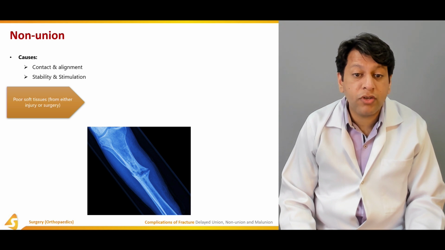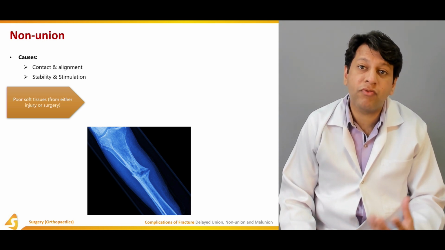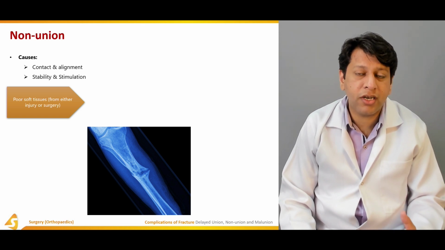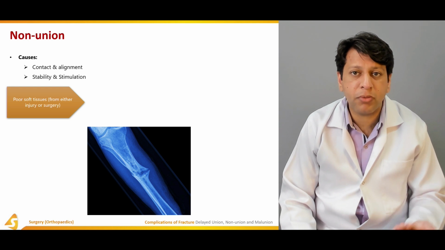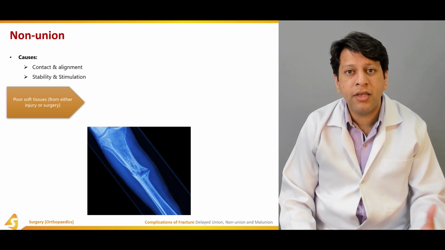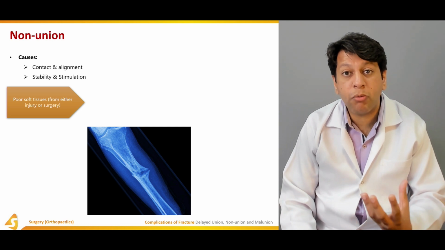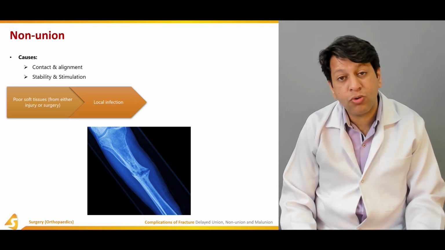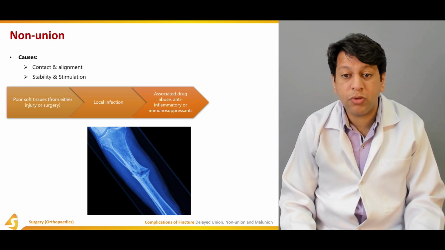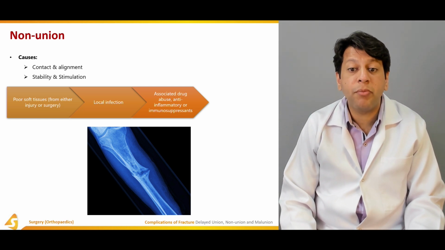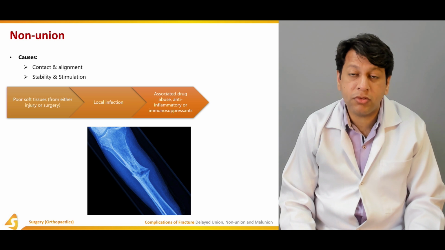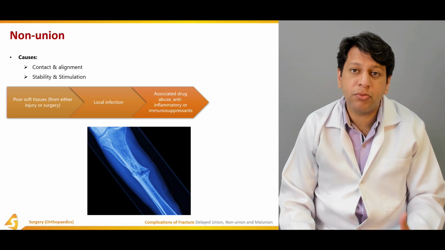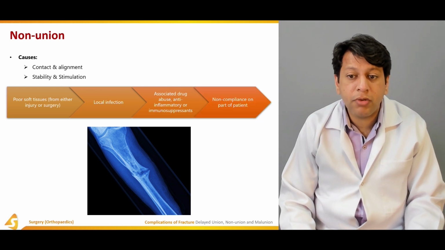Poor soft tissues from either the injury or the surgery could be one of the causes of non-union. For example, the patient had an open injury, a Gustilo grade 3B injury, where there was periosteal stripping and massive soft tissue trauma as well, and probably this is the reason the patient does not have an adequate blood supply for the bone to unite. This could be local infection, as it's an open injury, there may be associated infection as well, or it could be associated drug abuse, or anti-inflammatories and immunosuppressants the patient may be taking. NSAIDs actually decrease bone union, so they have to be prescribed consciously. Another cause is non-compliance on the part of the patient.